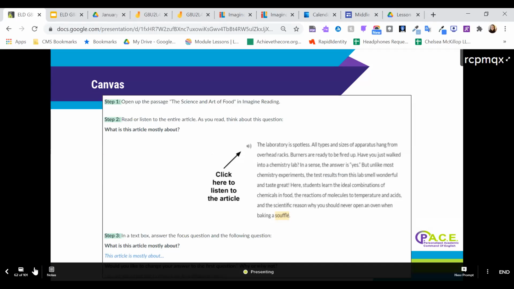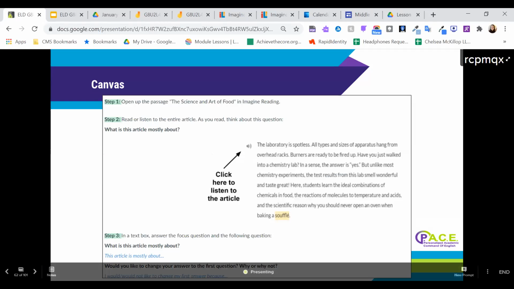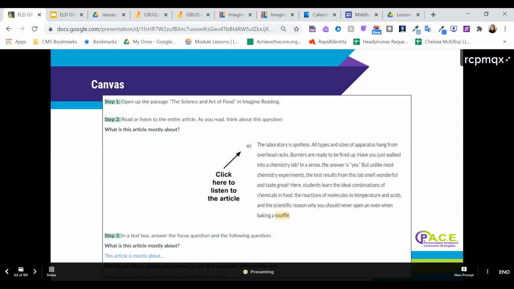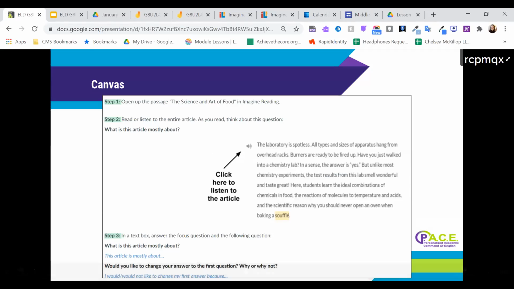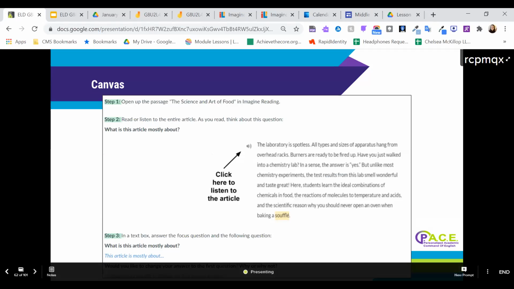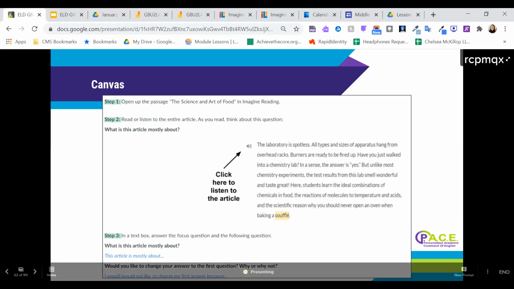All right, so the next screen, it just shows the Canvas version where it can actually walk the students through on how to listen to the article if it's asynchronous or if they're doing this independently. So that's another option, and you'll see it's the same questions, but you can type it and have them submit it in Canvas. So you definitely have a lot of options there.